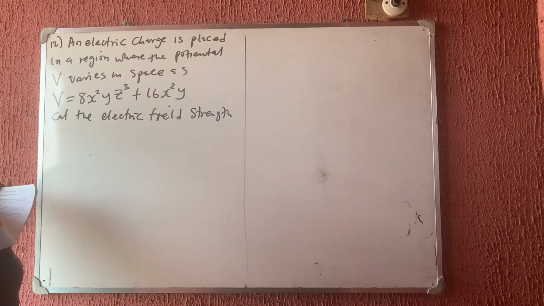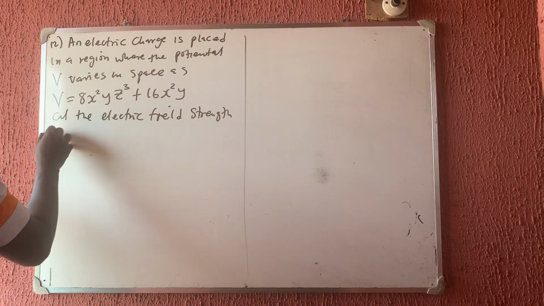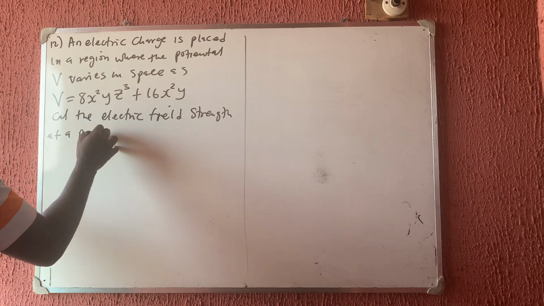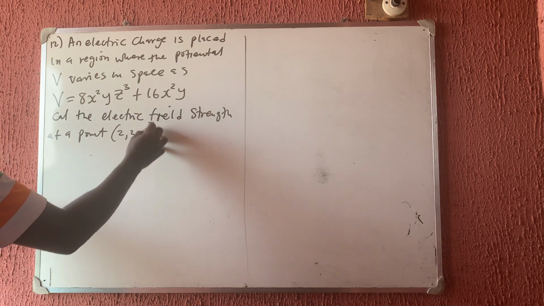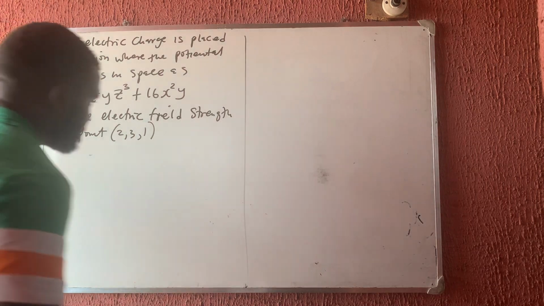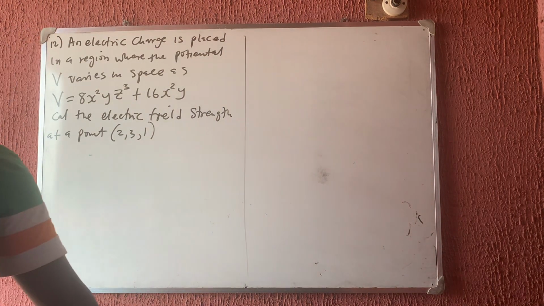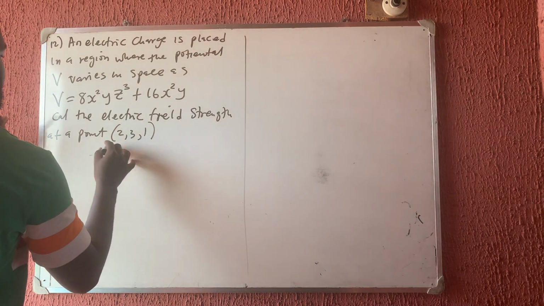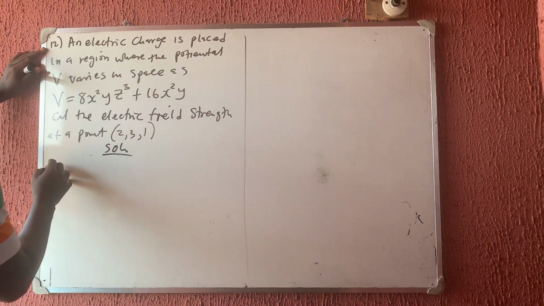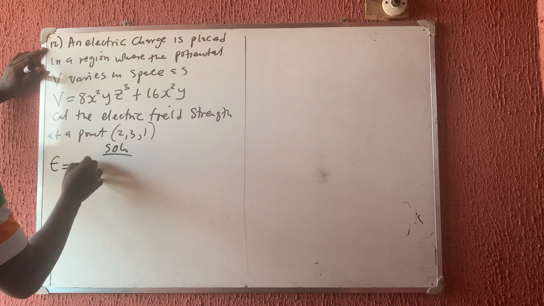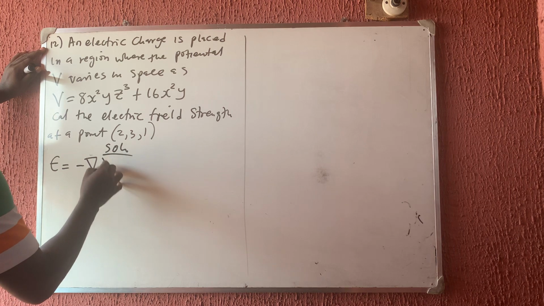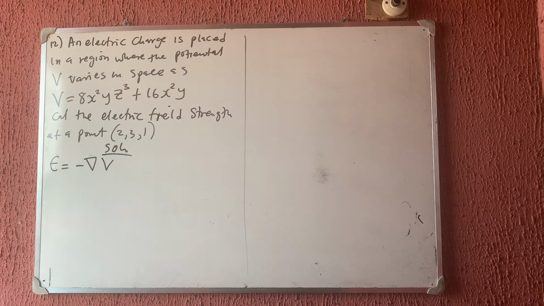Calculate the electric field strength at a point (2, 3, 1). Okay, very, very simple. You should know that solution. Electric field strength is equal to the negative gradient of a scalar. So first of all, we need to get the gradient of the scalar, then multiply it by minus.